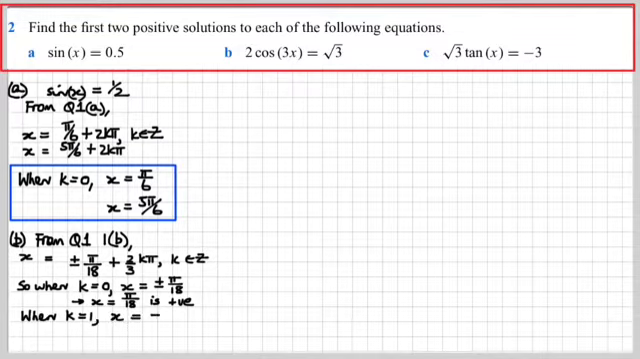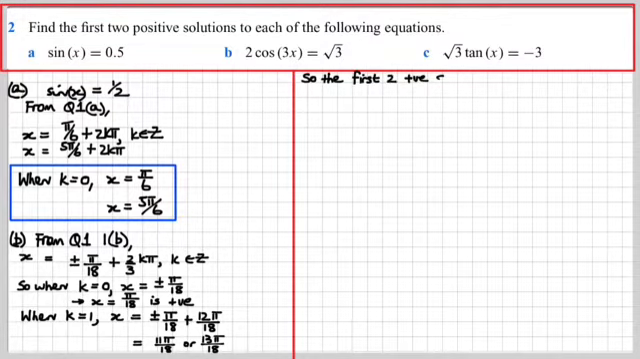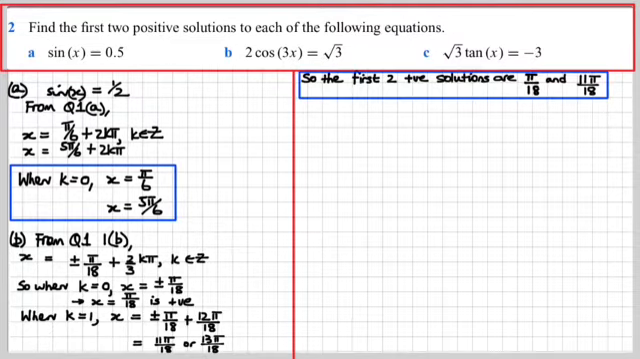Well, just try something. Try k as 1 and see what happens, okay? If k was 1, x would be plus or minus pi on 18 plus, remember it was 2/3 of pi, so that's 12 pi on 18. Now let's see where that takes us, guys. That'll be 11 pi on 18 or 13 pi on 18. Okay, so we can say the first two positive solutions are going to be pi on 18 and 11 pi on 18.